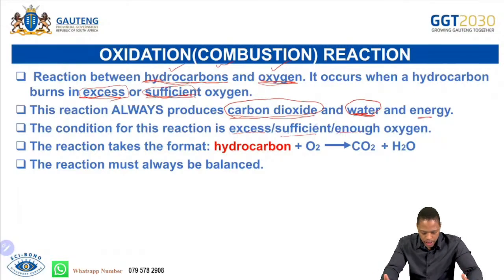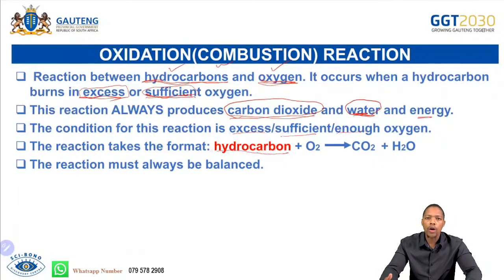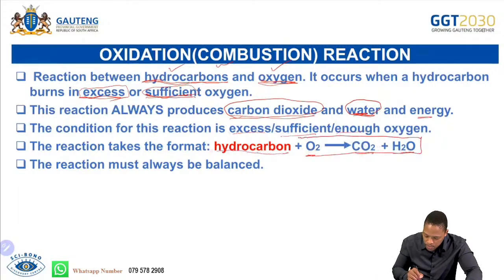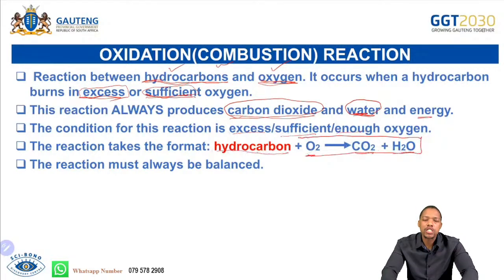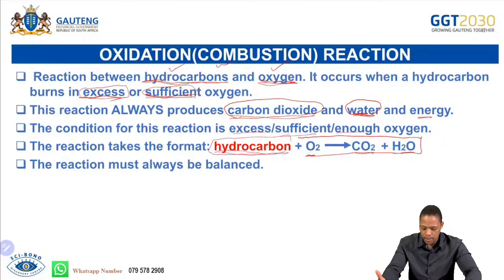Okay, so when you're writing the chemical equation, the reaction will always take the format: hydrocarbon, whatever hydrocarbon is undergoing combustion or burning, plus O2. Then you are always going to have the products CO2 plus H2O. I cannot stress this enough, grade 12. This part of the reaction will always be the same. This part of the reaction does not change. The only thing that will ever change in a combustion reaction is the type of hydrocarbon they've decided to use for that particular question. The examiner will choose any hydrocarbon that is within alkane, alkene, and alkyne.